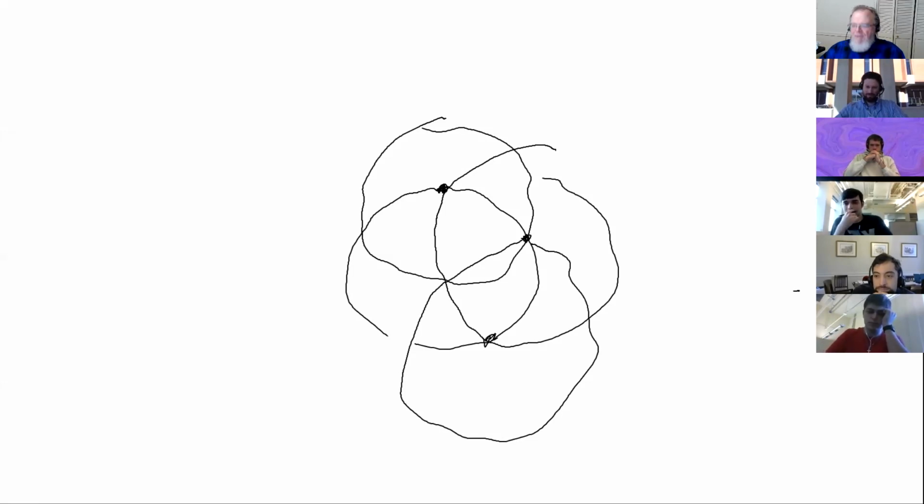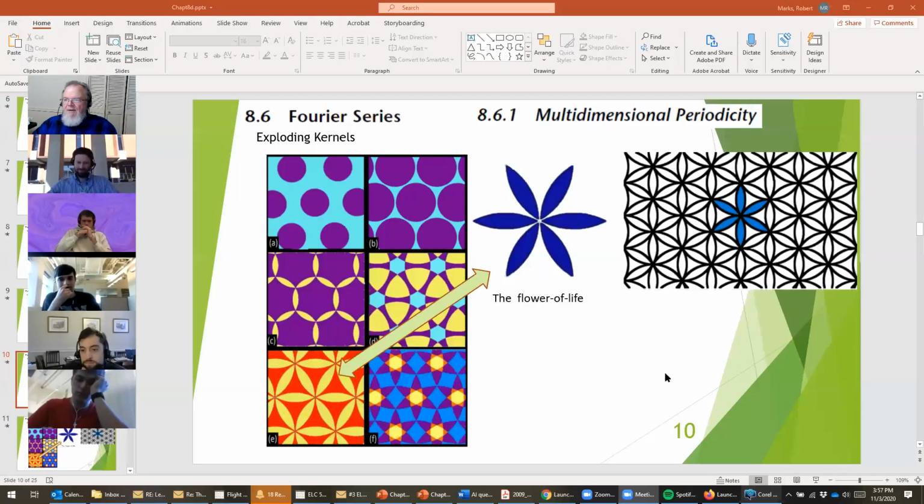I should have bought a compass, but I'm afraid of poking little holes in my drawing screen here. Okay, so this is the flower of life. Because of its simplicity of generation, it's been found in ancient architectures all over the place.